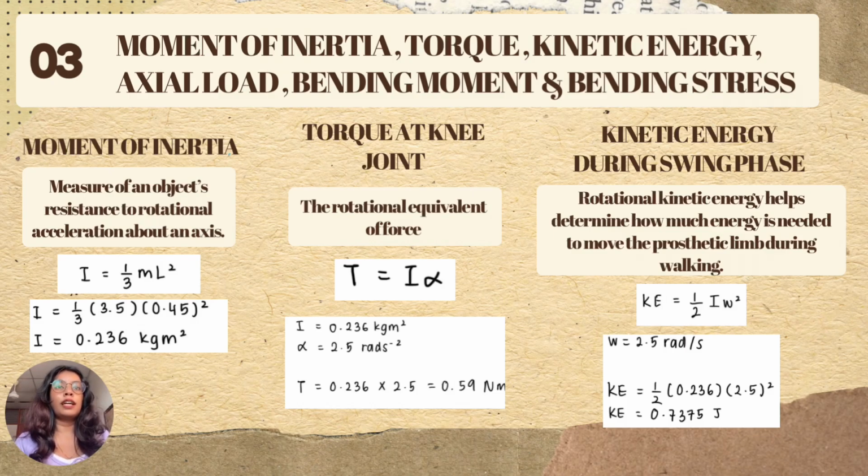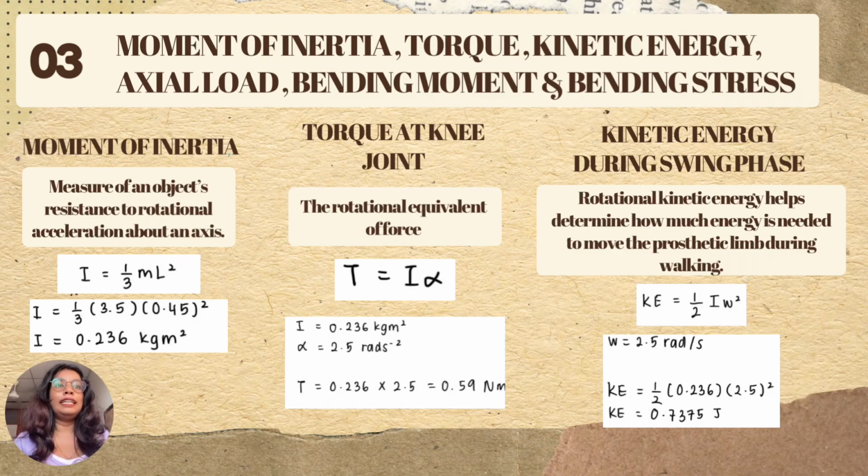Next, we move to the torque at the knee joint, which is the rotational equivalent of force. The formula is T equals I alpha. I is the moment of inertia and alpha is the angular acceleration. According to the assumption, angular acceleration is 2.5 rad per second square, and from the calculation, we got I equivalent to 0.236 kg meter square. When we substitute into the formula, we get T equivalent to 0.59 Newton meter.